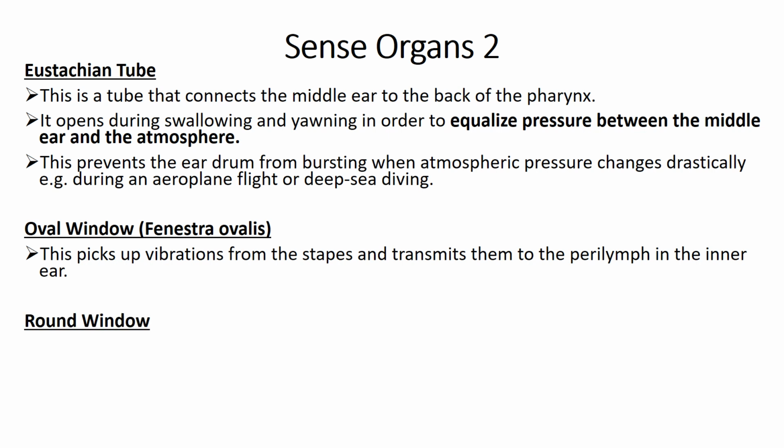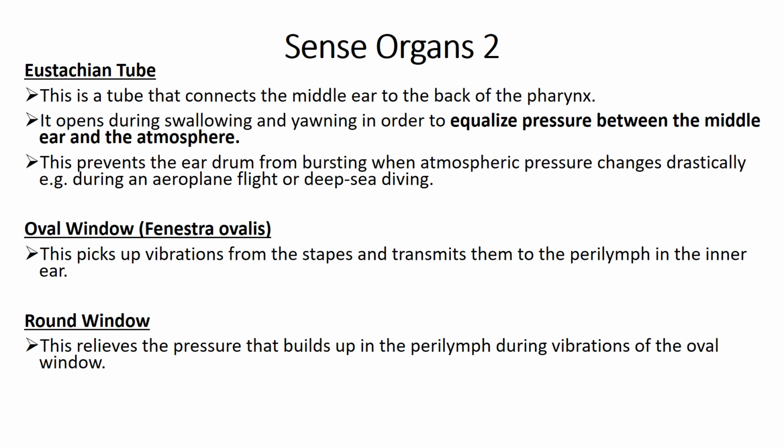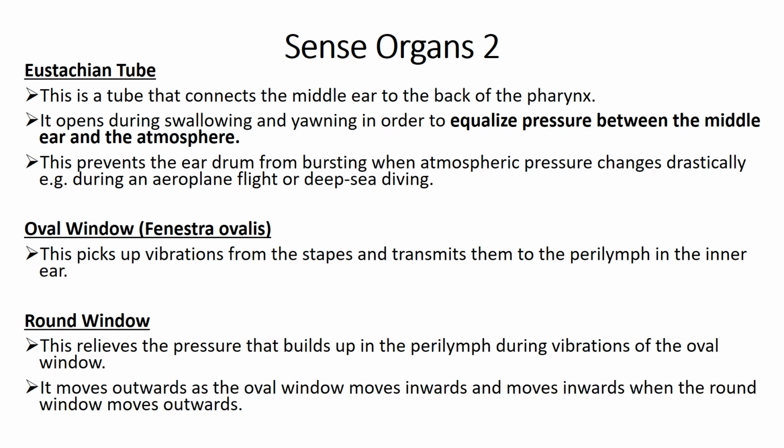On the bottom of the oval window, there is a round window. The job of the round window is to relieve pressure that builds up in the perilymph during vibrations of the oval window. As the oval window is vibrating, there's pressure that is built in the perilymph. The round window has to equalize that. How it does that is, when the oval window moves inwards, the round window does the opposite. It moves outwards. When the oval window moves outwards, the round window moves inwards. So that's how it relieves the pressure.